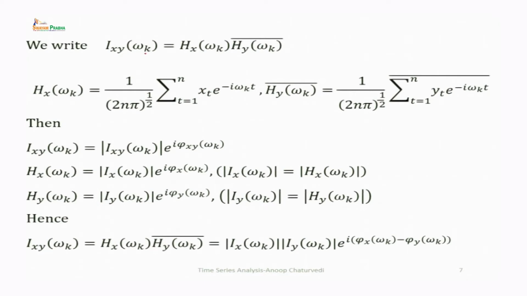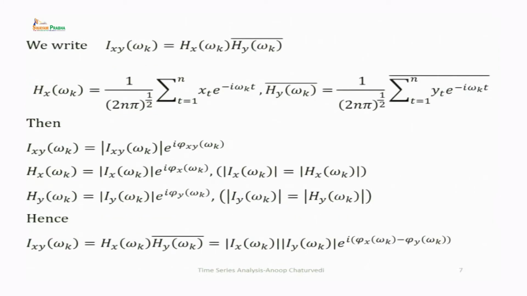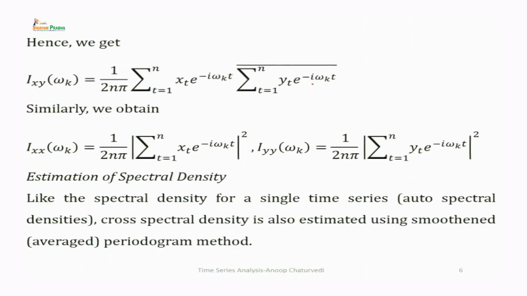Now, suppose you write I x y omega_k is equal to h_x omega_k h_y omega_k and then its complex conjugate, where h_x omega_k is equal to 1 upon (2 n pi) to the power half, summation t x_t e to the power minus i omega_k t. This is the first term, this one, and then h_y omega_k, its complex conjugate is this term, the second term.